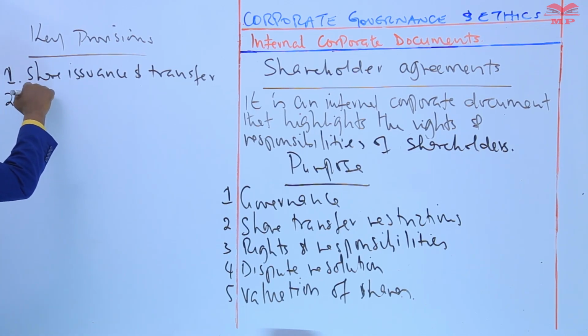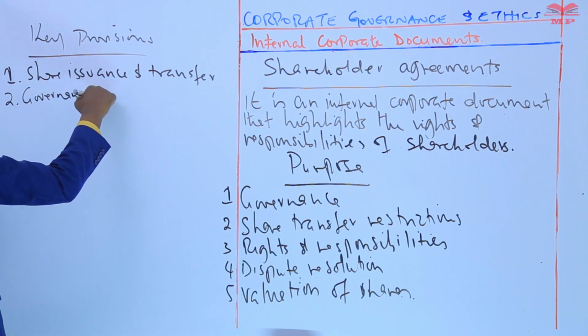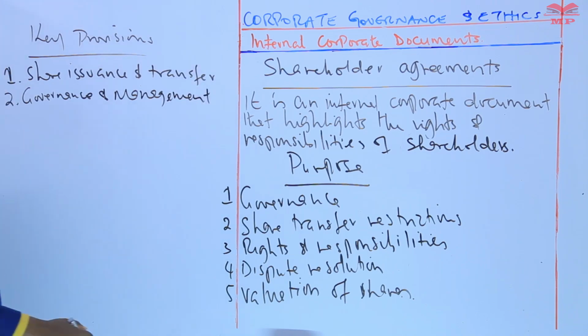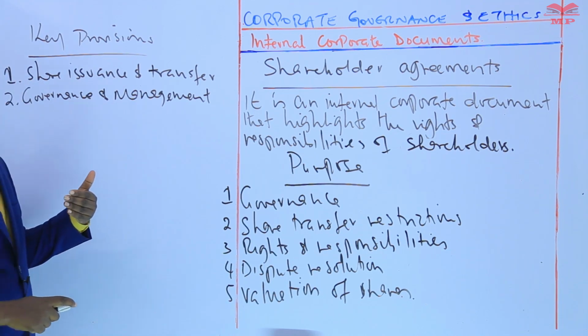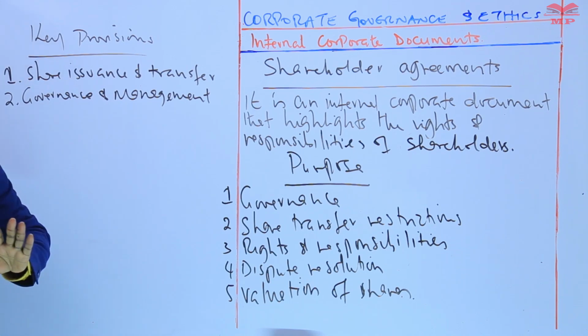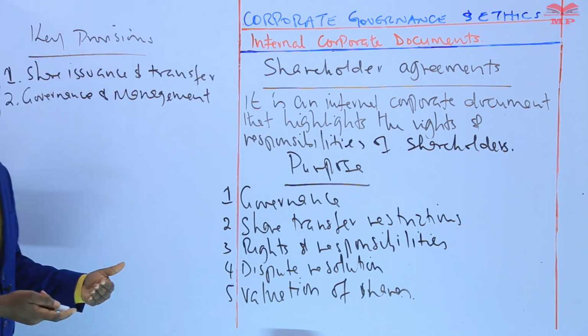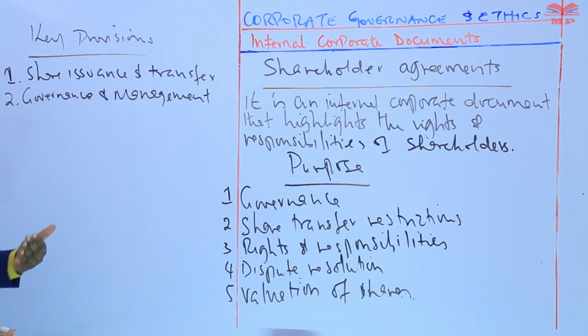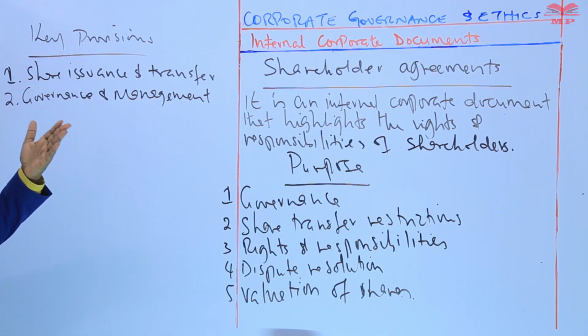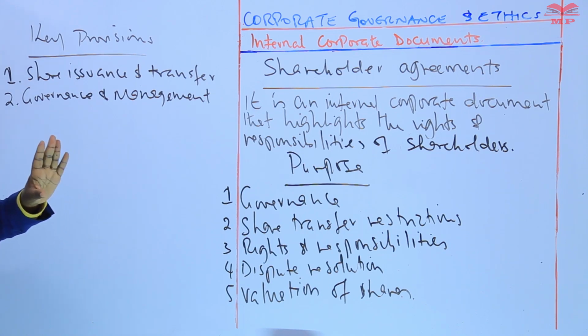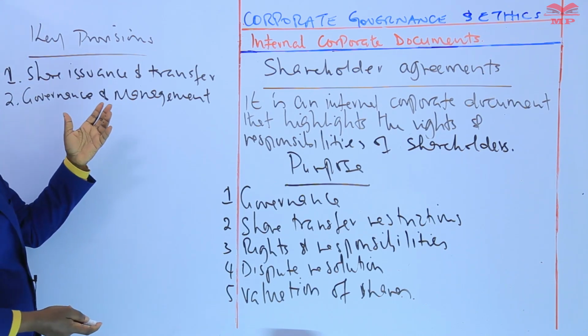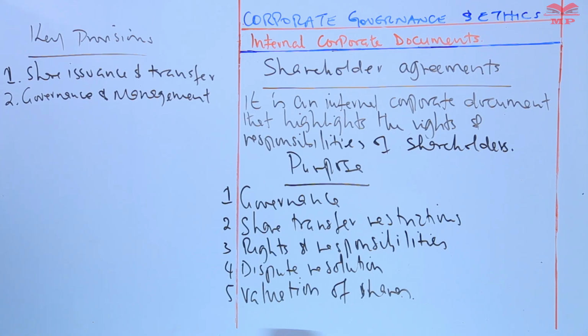Two, there could be provisions on governance and management. Now, this refers to the procedures for electing directors, procedures for holding meetings, and procedures for making decisions. So that is the second key provision of the shareholder agreement: governance and management, which refers to the procedures that should be put in place when electing directors. There are also procedures for holding meetings, procedures for making decisions, and so on. That's the second provision.